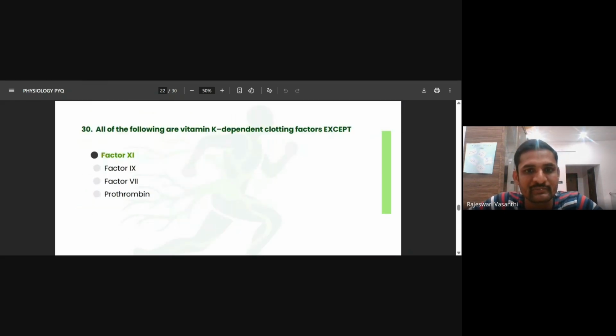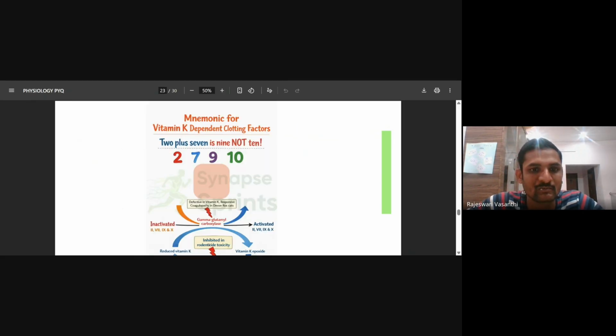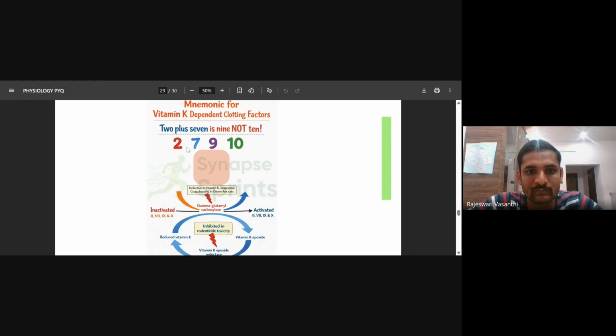All of the following are vitamin K dependent clotting factors except: factor 11, 9, 7, and prothrombin, which is factor 2. Answer is factor 11. Vitamin K dependent factors are 2, 7, 9, 10. You can remember by the mnemonic: 2 plus 7 is 9 and not 10. So you have the 4 values here: 2, 7, 9, 10. These 4 factors are vitamin K dependent factors or liver dependent factors.